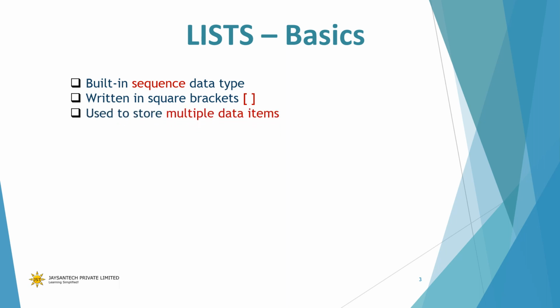A variable generally stores a single data item, but a list can store multiple data items. And these data items can be heterogeneous. That is, one data item can be a string, another data item in the same list can be an integer, and another inside the same list can be a float.